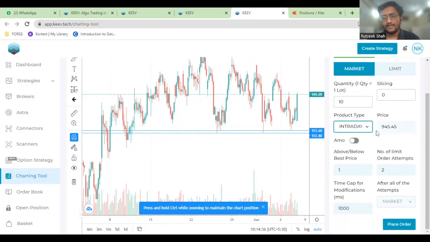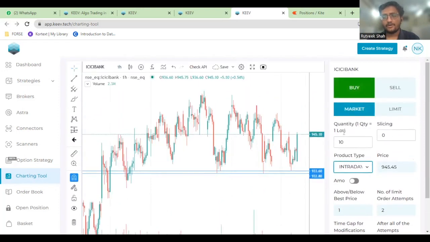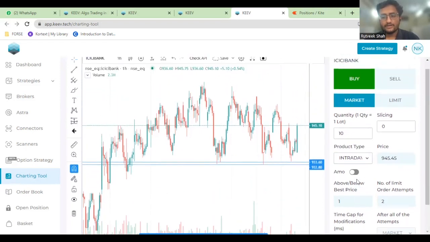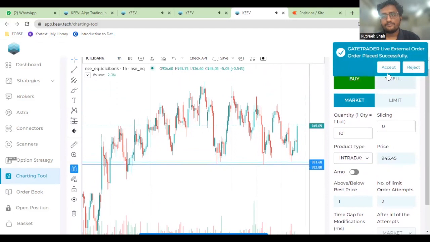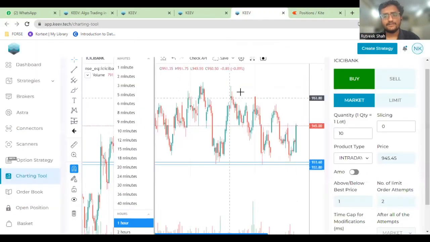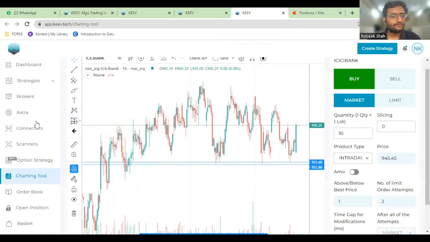We can see that the price here will change as the market price changes. Quantity will be different for everyone. I'm not going to place the order, but I'm just showing you how the order can be placed here. So this is how our order is placed. Here we'll see the order being placed. So this is one of the ways in which the KEEV platform will help you.